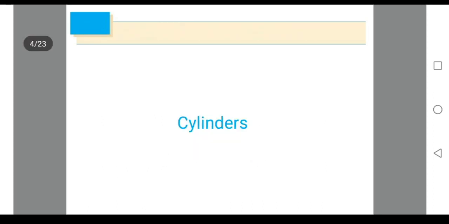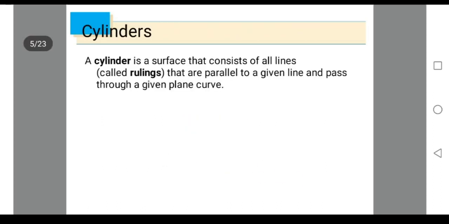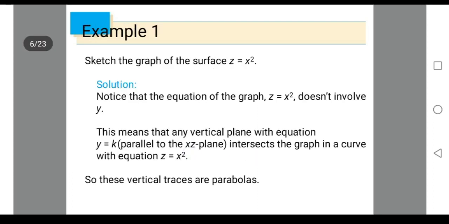Now moving to the cylinder. A cylinder is a surface that consists of all lines, which might be called rulings, that are parallel to a given line and pass through a given plane curve. This is the proper definition of cylinders. Here we have an example. It says: sketch the graph of the surface z is equal to x square. In the solution, it says to notice the equation of the graph, z is equal to x square.